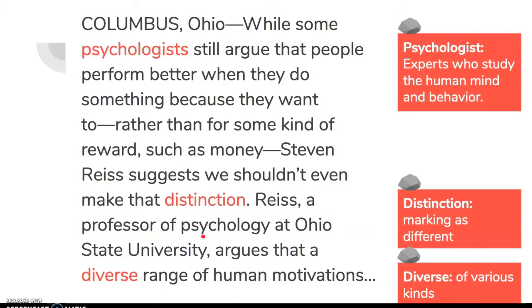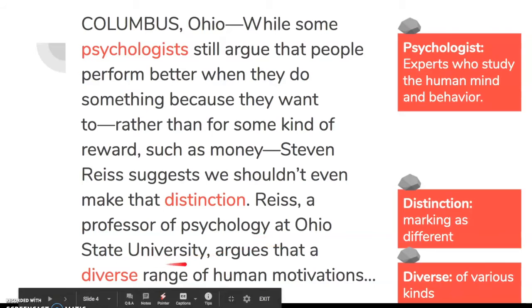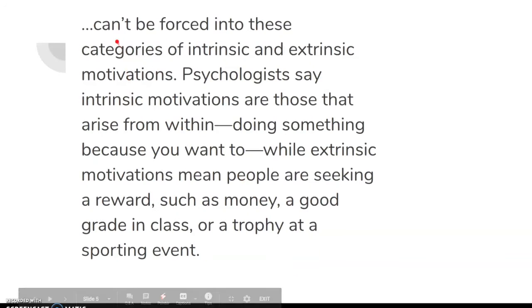Rice, a professor of psychology at Ohio State University, argues that a diverse range of human motivations can't be forced into these categories of intrinsic and extrinsic motivations. Psychologists say intrinsic motivations are those that arise from within, doing something because you want to, while extrinsic motivations mean people are seeking a reward, such as money, a good grade in class, or a trophy at a sporting event.